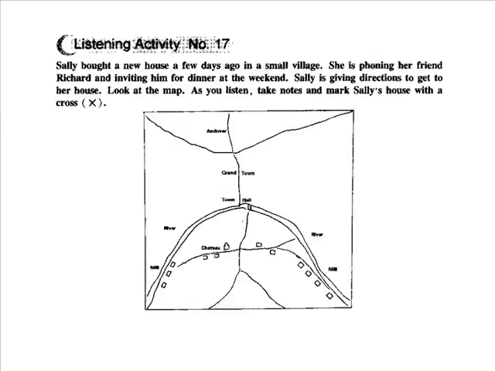Listening activity number 17. Sally bought a new house a few days ago in a small village. She is phoning her friend Richard and inviting him for dinner at the weekend. Sally is giving directions to get to her house. Look at the map. As you listen, take notes and mark Sally's house with a cross.